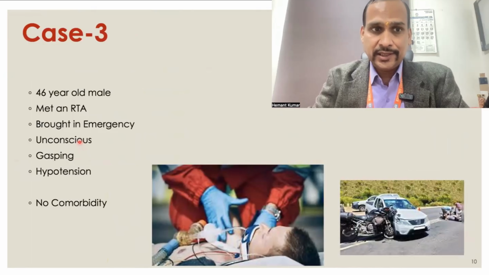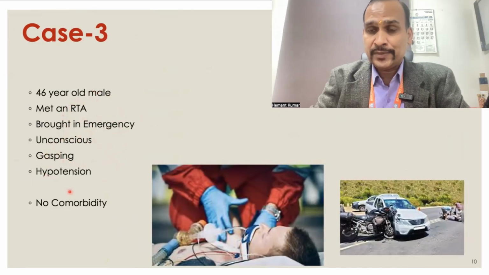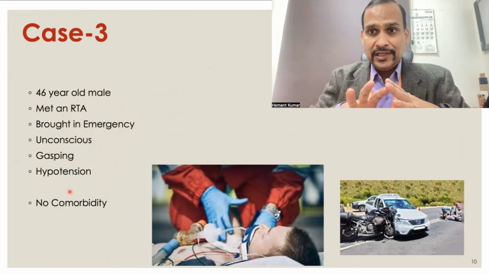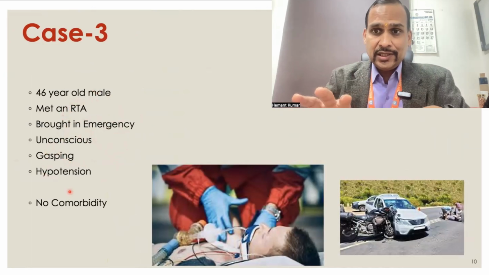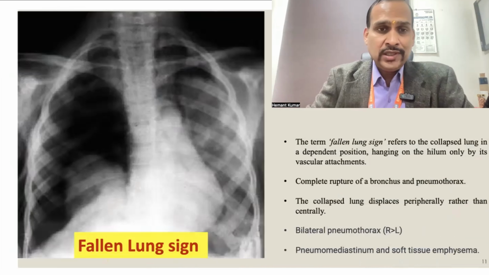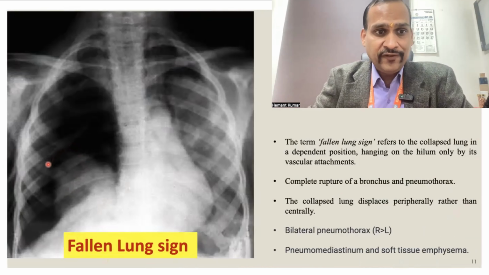Let's see our case 3. So case 3, this is a middle-aged man met in road traffic accident. He was brought to emergency with altered consciousness, gasping, hypotension, means severe injury. So whenever there is severe injury, you have to get chest X-ray done. If you see his X-ray, you can find there is large pneumothorax and you can find this opacity.